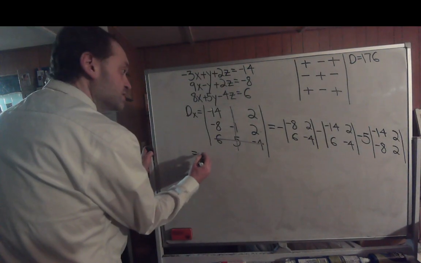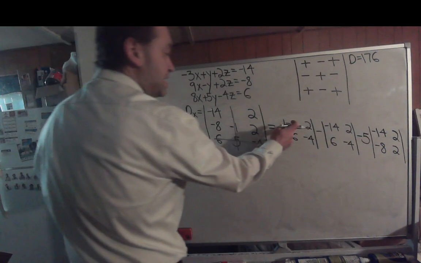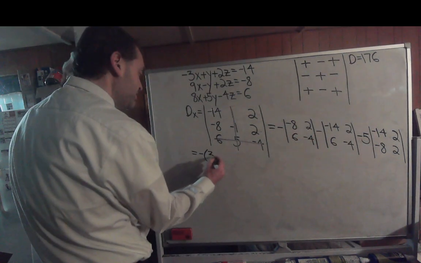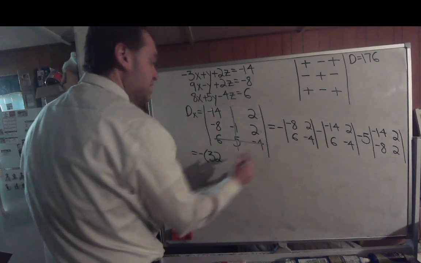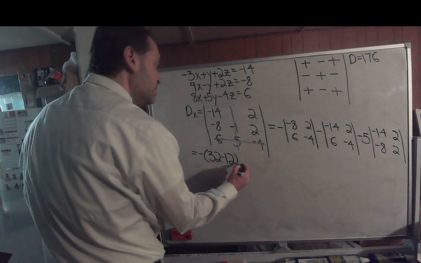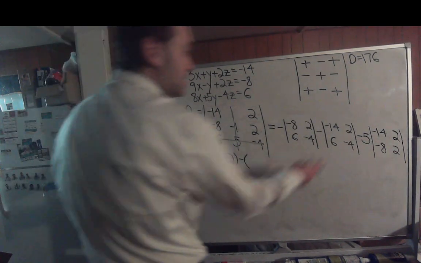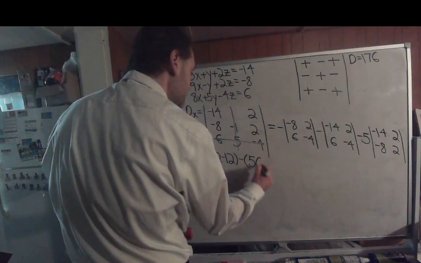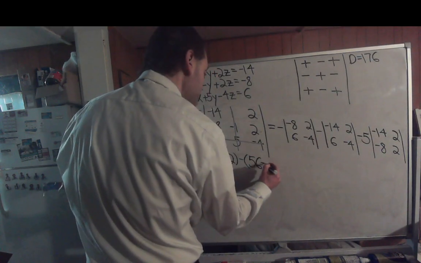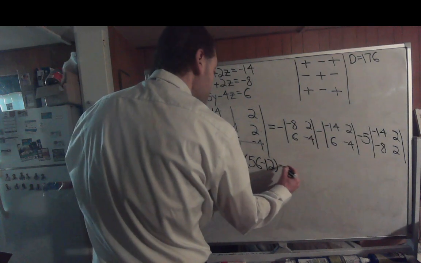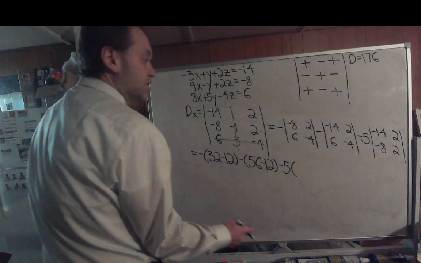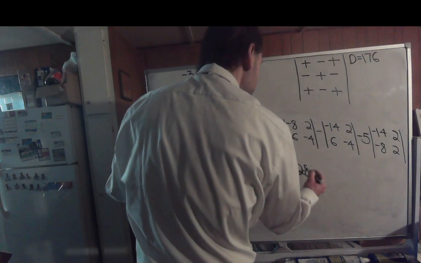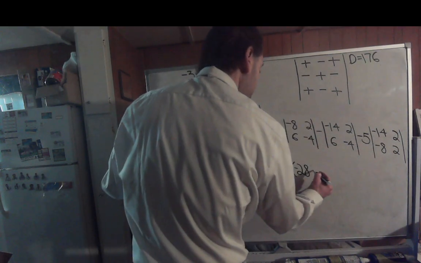Let's go ahead and solve this. So negative of the first one, negative 8 times negative 4 is positive 32, minus 2 times 6, so that'd be minus 12, minus your second determinant, negative 14 times negative 4, that's going to turn into positive 56, minus 2 times 6, that'd be minus 12, minus 5 times the third determinant, negative 14 times 2 is going to be negative 28, minus 2 times negative 8, that'd actually be plus 16.